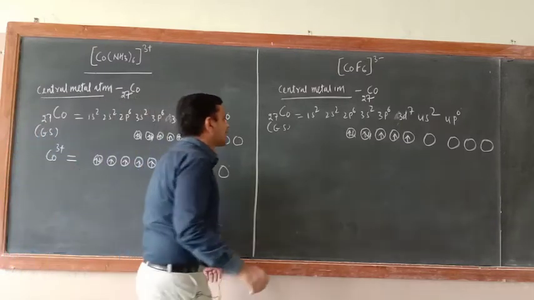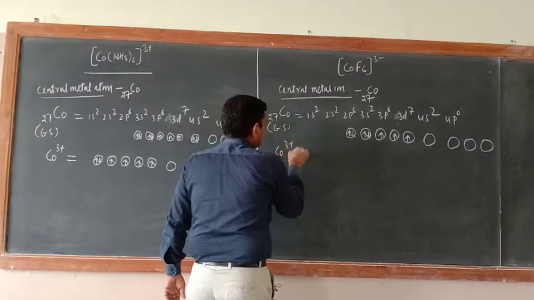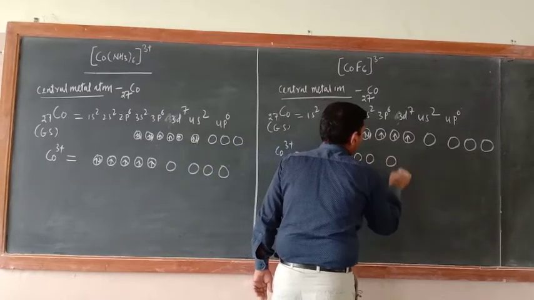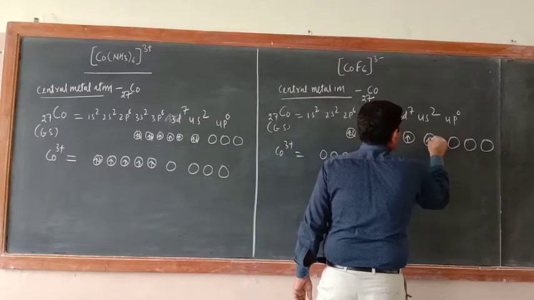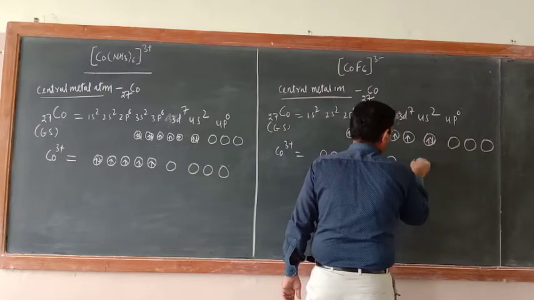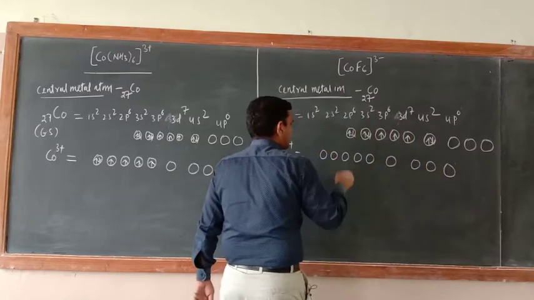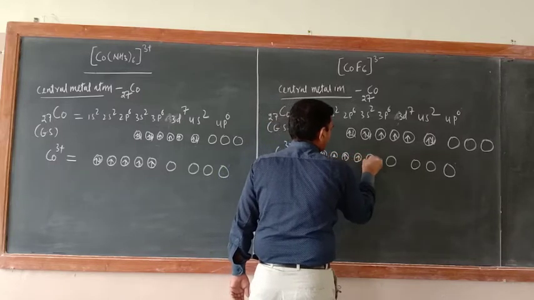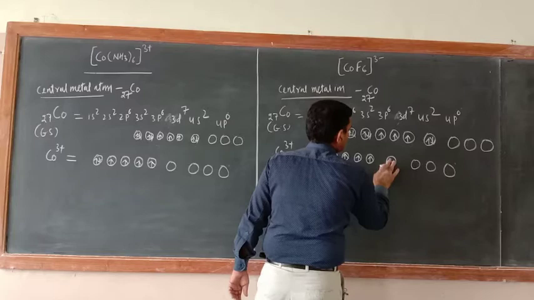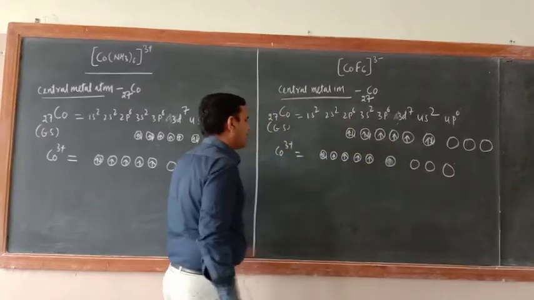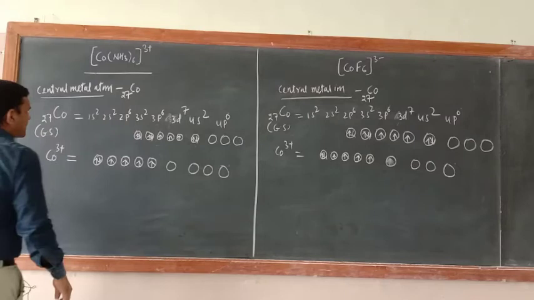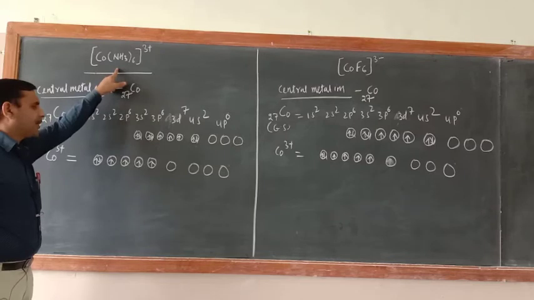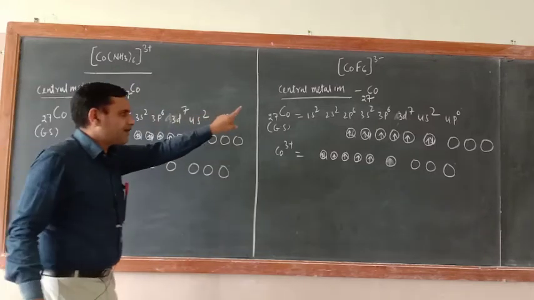Same way here also you should write cobalt 3 positive. So same thing, 3d 1, 2, 3, 4, 5, 4s 1, 4p 1, 2, 3. Here also 3 positive means same way: here 2 electrons, here 1, 1, 1, 1, 1. Okay, no problem. Now just try to understand. Now the importance of ligand starts. Ammine is a strong field ligand, and fluoro is a weak field ligand.